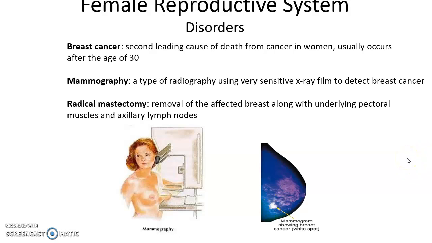has been found. There are lots of different treatments: chemotherapy, radiation therapy, lumpectomy to remove the cancer, and the most dramatic treatment is radical mastectomy, where the affected breast is removed along with the underlying pectoral muscle tissue and the axillary lymph nodes, because that is usually the first place that breast cancer travels to if it starts to metastasize.